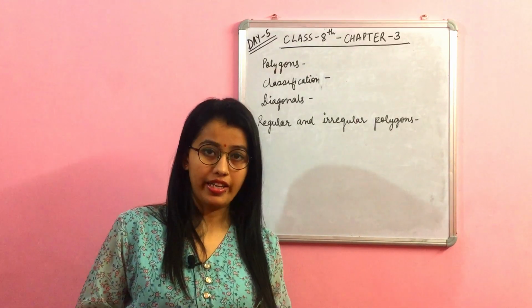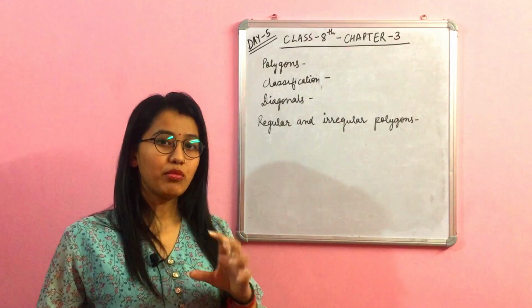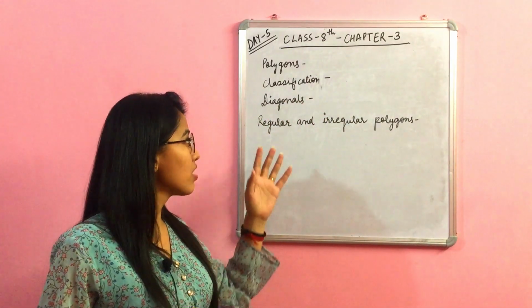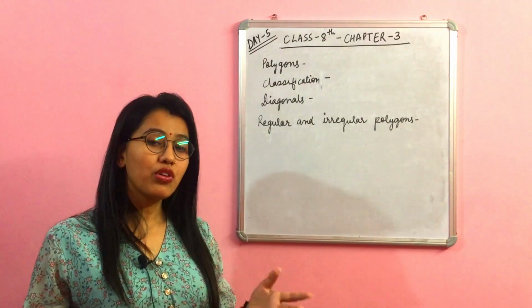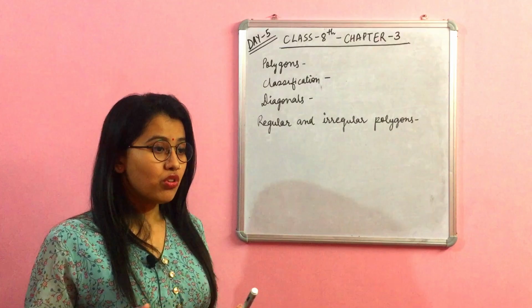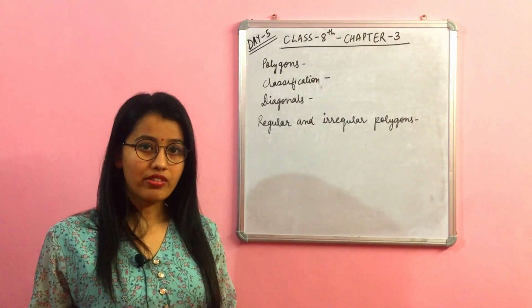Today we will start a new chapter, understanding quadrilaterals, which is chapter number 3 of class 8th. First of all we will understand some terms like polygons, its classifications, what are diagonals, what are regular and irregular polygons, what is a plane curve. Let us understand these topics first. After that we will understand quadrilaterals also.